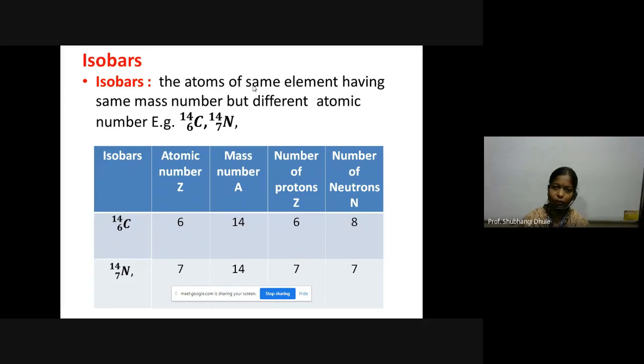Okay, so if the mass number is the same and the atomic number is different, they are called isobars. An example is carbon 14 and nitrogen 14.